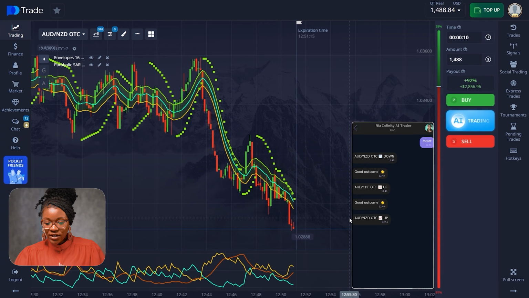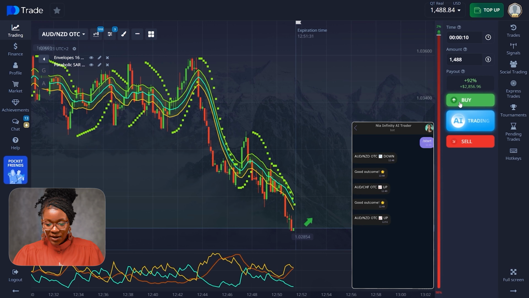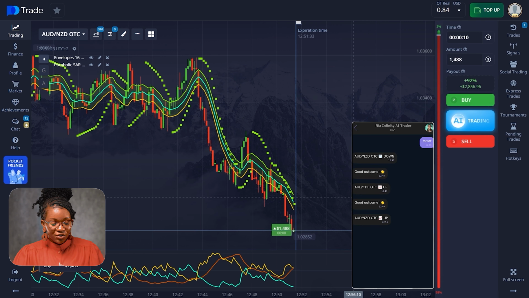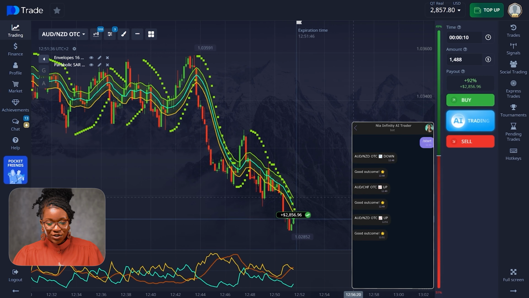Alright friends, we're getting the following message. We can pay attention to the fact that here, judging by the situation, we should go up from the support level, and we also get a similar message from the AI helper. We open here on the upside and wait for the trend to close. And yes, friends, our deal is closing with a positive result too.